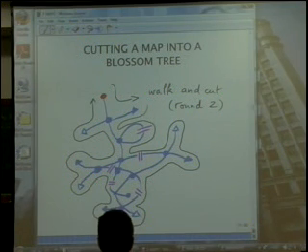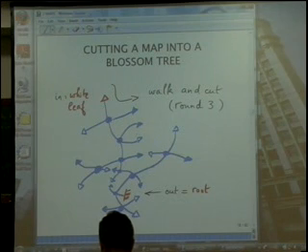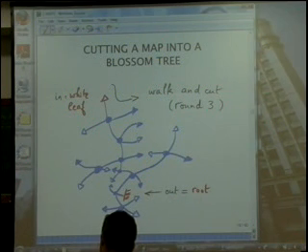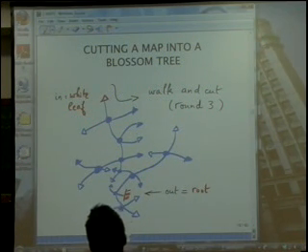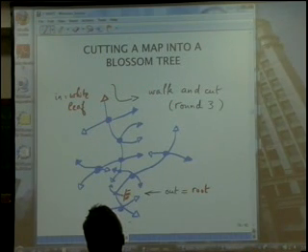All right, so let's go quickly now. And in the end, this is what you get. You stop, of course, when there is nothing else to cut. Okay, you could, of course, continue round 3, round 4, but then there is nothing else to cut. So you stop when there is nothing else to cut.